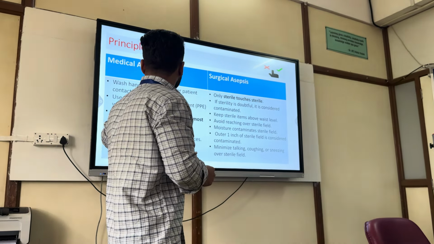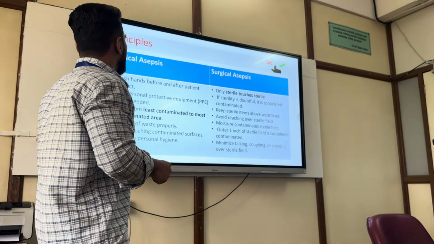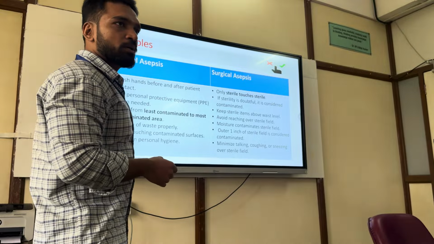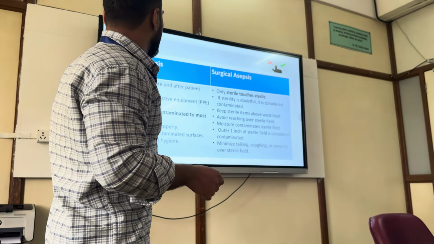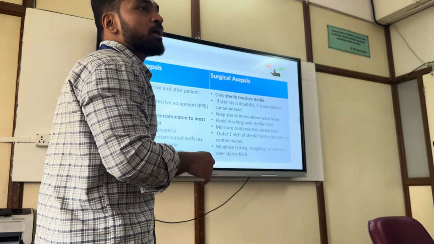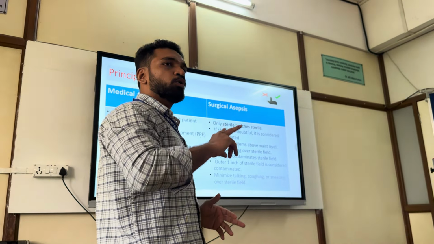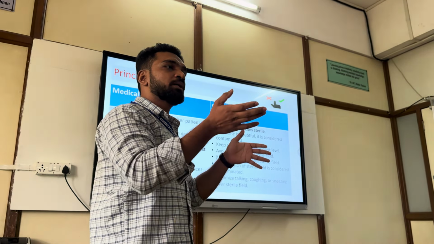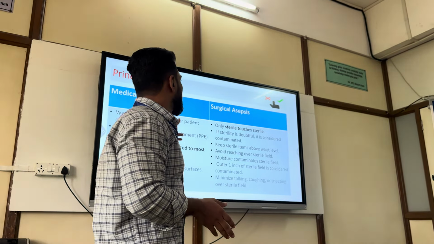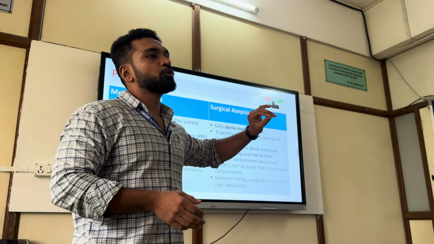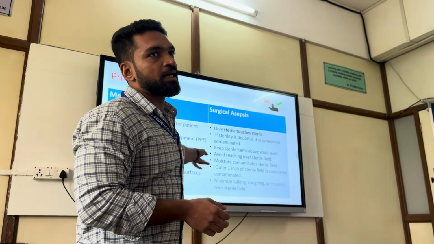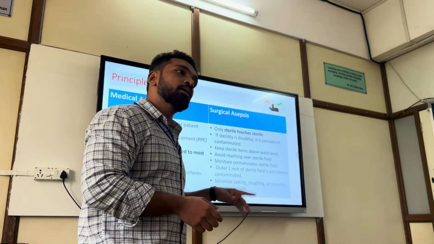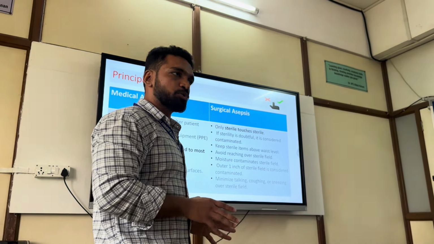Next, what are the principles of asepsis? Medical asepsis principles: these are the clean techniques. Wash hands before and after the patients. Hand hygiene is common in both medical asepsis and surgical asepsis, but there is a difference in the timing of the hand washing. In medical asepsis we use 1 to 2 minutes hand wash, and 3 to 5 minutes hand washing in surgical asepsis before any invasive procedure.